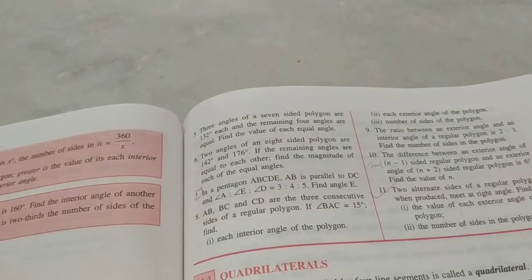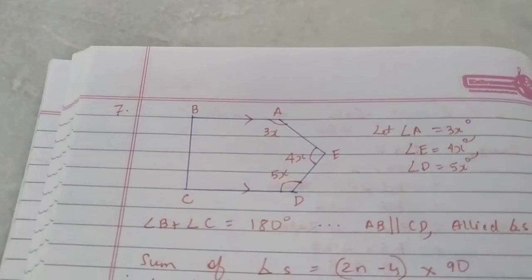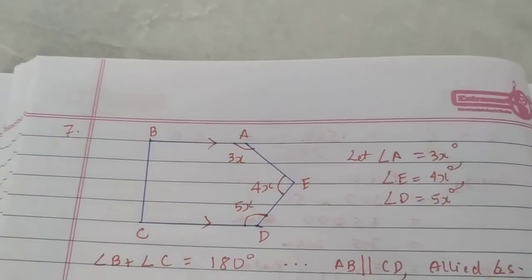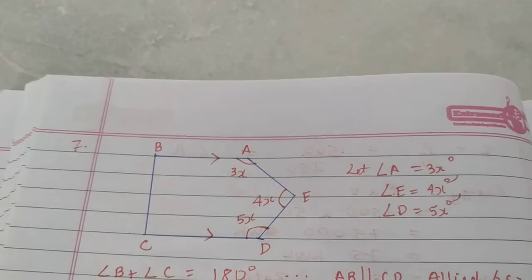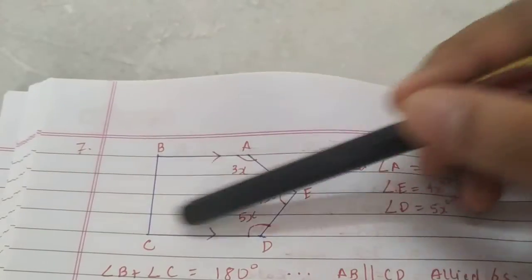Now the 7th sum is IMP. It's a pentagon where AB is parallel to DC. Pentagon means 5 sides and they are parallel, and the remaining 3 angles are in a ratio, and find the angle E. So this is approximately a diagram. You can draw any kind of pentagon, but make sure that you show AB parallel to CD.